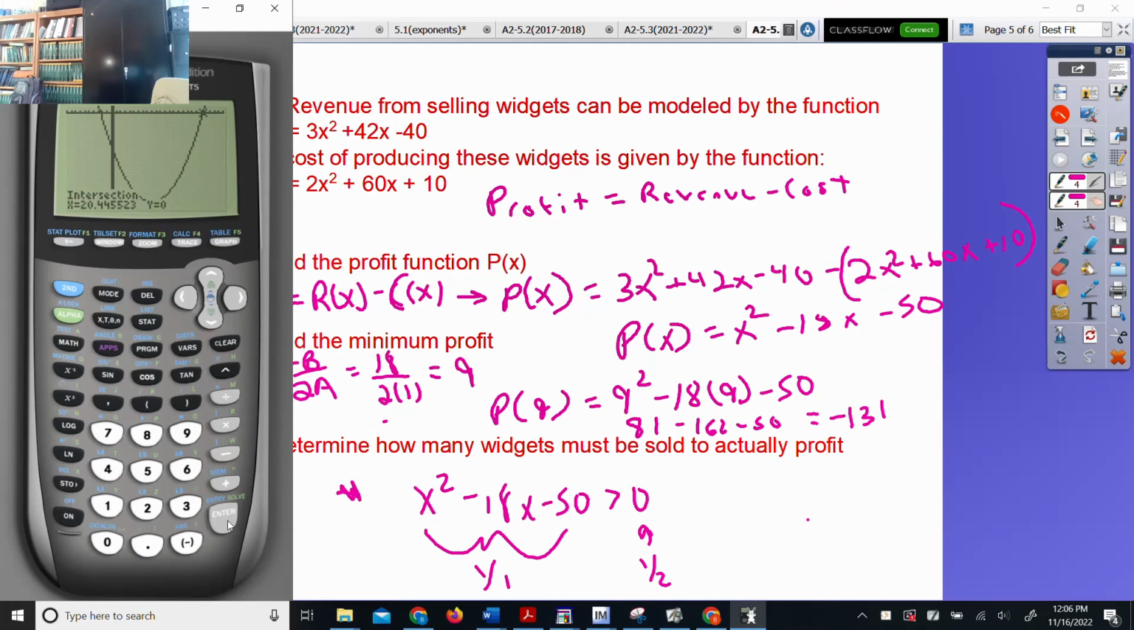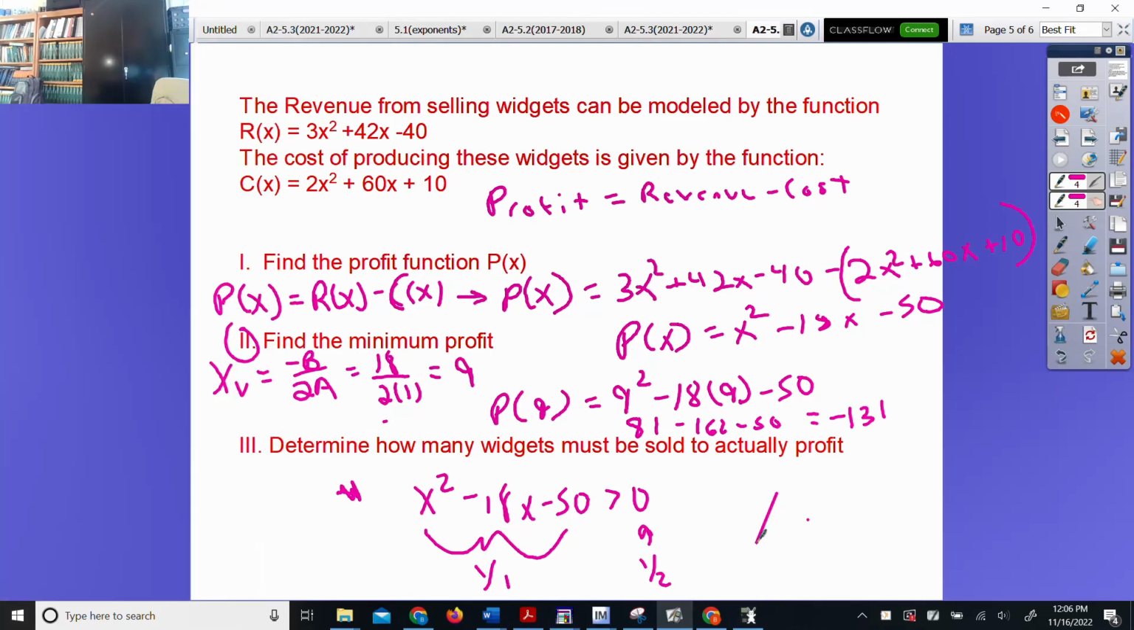20.44 widgets. I don't even know what a widget is, much less what 20 and 44 hundredths of a widget is. What do you want to call it? 21. You sell 21 widgets or more, you're going to make a profit. So even though this started off with a greater than symbol, it's actually because of the way we're answering it, greater than or equal to 21. Because 21 would be profitable, wouldn't it? If 20.44 was profitable, wouldn't 21 definitely be profitable? So actually change the notation there to be greater than or equal to.